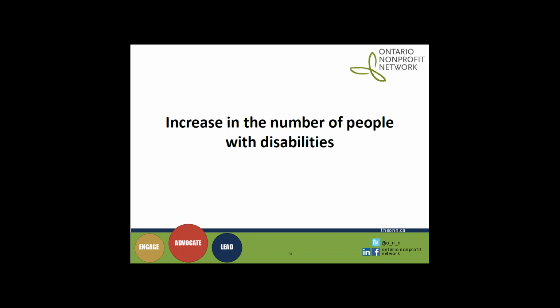Another reason is that accessibility is important because there are currently 1.65 million people in Ontario who have a disability. That's equivalent to 15.4% of Ontario's population. And that means, translated, approximately 1 in every 7 Ontarians have a disability.